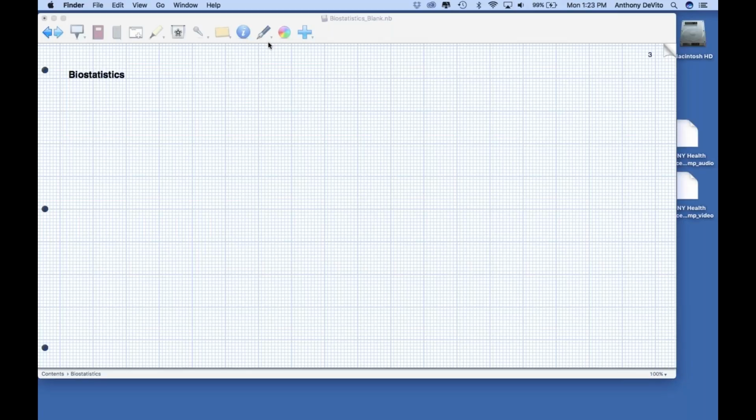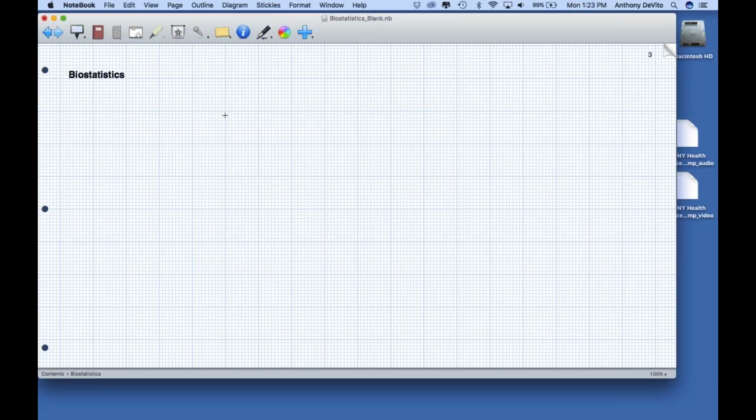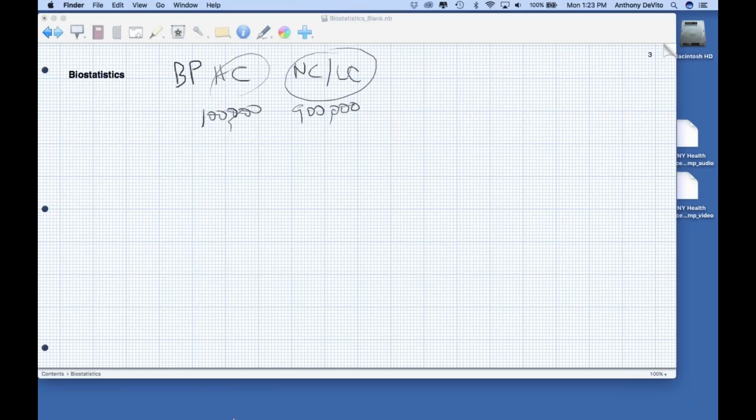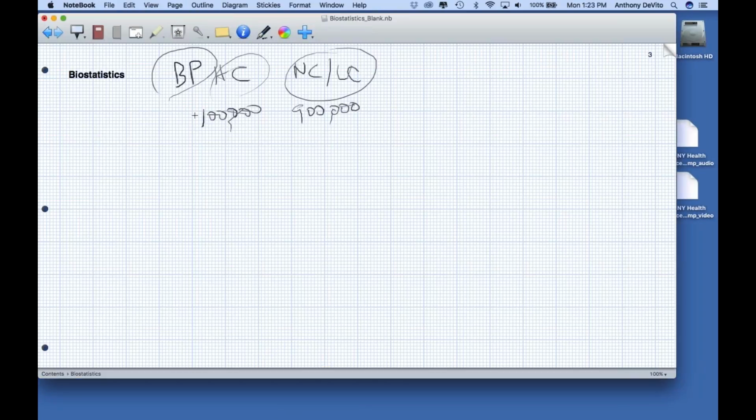So, for instance, let's say I'm interested in comparing the blood pressures in a population where some people have high cholesterol and some people have normal or low cholesterol, right? I want to compare those two. Let's say there's 100,000 people in that population that have high cholesterol, whatever way I define it, but there's 900,000 people that have normal or low cholesterol. And I want to compare the blood pressures of these two groups.